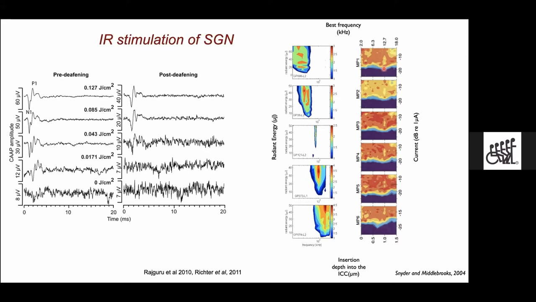And we've published a lot of literature on this, comparing electrical versus acoustic stimulation. And it turns out that infrared radiation in the cochlea is very close to acoustic stimulation, so an acoustic stimulation that would produce a similar amount of spread in the inferior colliculus.